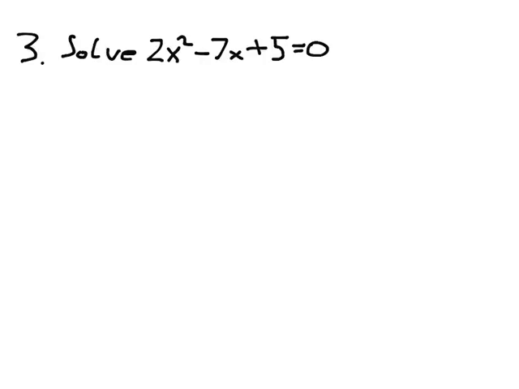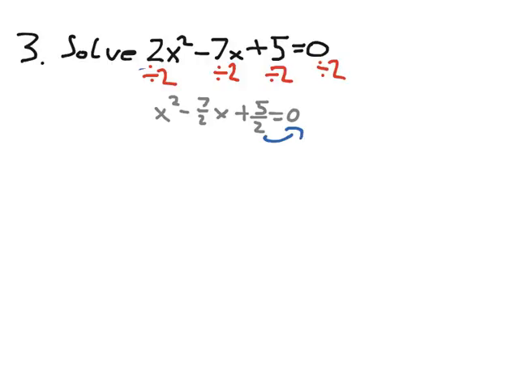Well, to begin with, we're not really used to having coefficients here, so let's go ahead and divide everything by 2 to get rid of that. So this will leave me with x squared minus 7 halves x plus 5 halves is equal to 0. Now let's go ahead and move this 5 halves over to the other side and put a negative in front of it, or really just subtracting 5 halves from both sides. So now we're left with this.